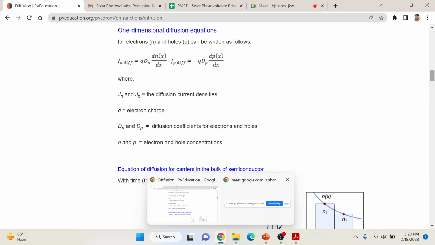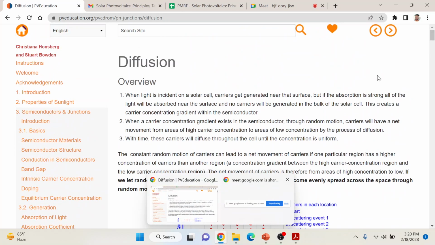For one dimensional diffusion equation, Jn diffusion equals q Dn dn/dx, where Jn and Jp are the diffusion current densities, q is the electron charge, Dn and Dp are the diffusion coefficients of electrons and holes, and n and p are the electron and hole concentrations. And this depends on the type of the semiconductor also, like we have n type or p type, which are the majority carriers, which are the minority carriers. Accordingly the definition also changes, but the general overview is this.